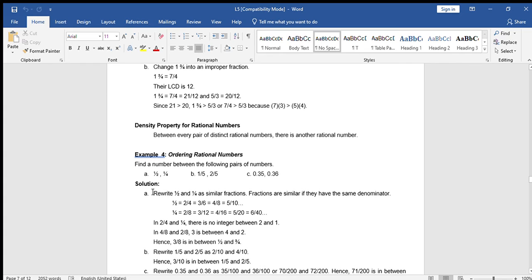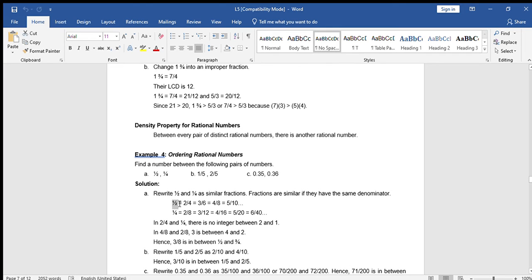You will have to rewrite 1/2 and 1/4 as similar fractions. Fractions are similar if they have the same denominator. Again, we have to make the denominators of 1/2 and 1/4 the same. When fractions are similar, it means they have the same denominator. So, 1/2 and 1/4, okay?